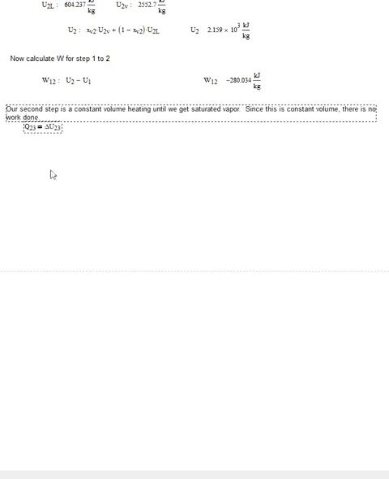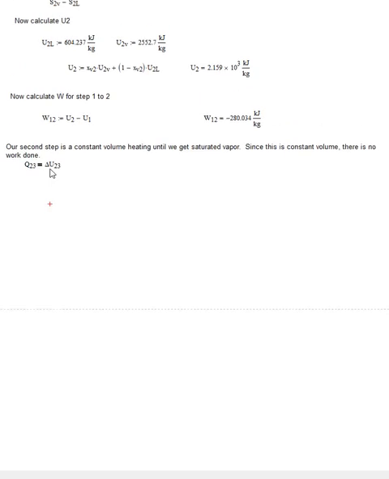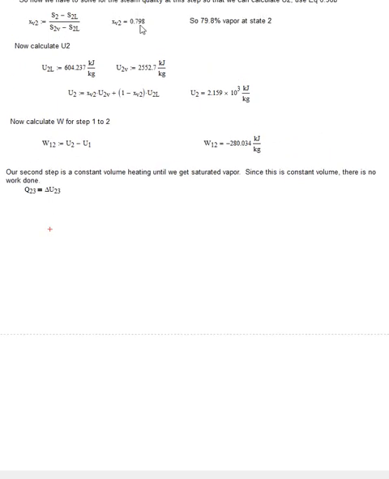All right, so now the second step. We've got the work, we're done with work. There's no work in the second step, remember. So now we need to find Q. Our second step is constant volume heating until we get saturated vapor. Right now, remember, we're at almost 80% vapor. We're going to heat this up until it's 100% vapor. And again, since it's constant volume, there's no work done, and so our first law reduces to this equation: Q is equal to delta U.